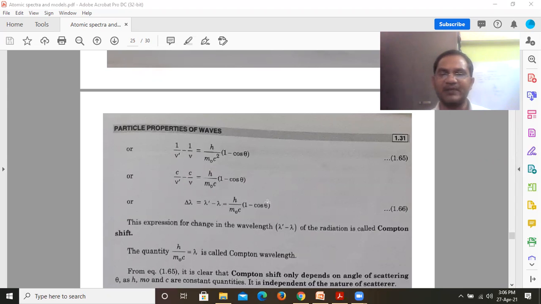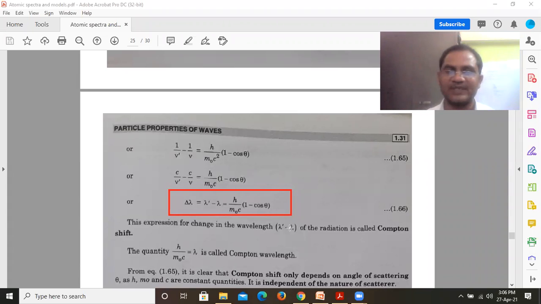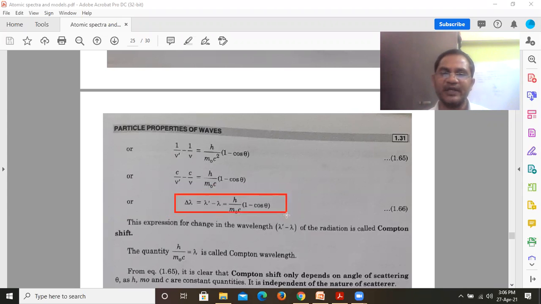So delta lambda is the change in wavelength of the photon: the scattered photon wavelength minus the incident photon wavelength, lambda dash minus lambda. So we got h by m naught c into 1 minus cos theta. This expression is known as the Compton expression, and the change in wavelength is called the Compton shift, delta lambda.